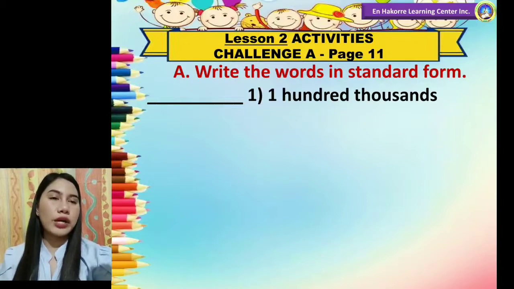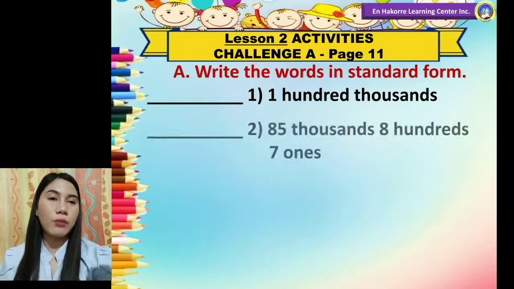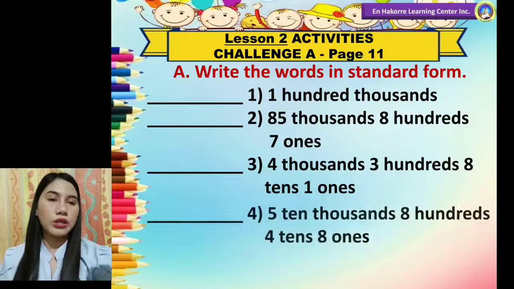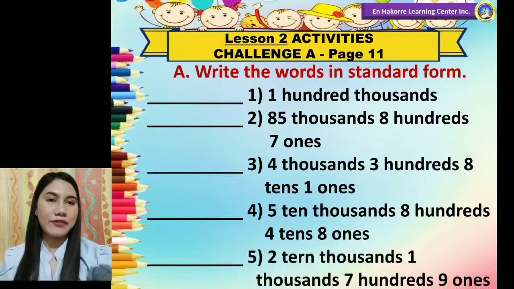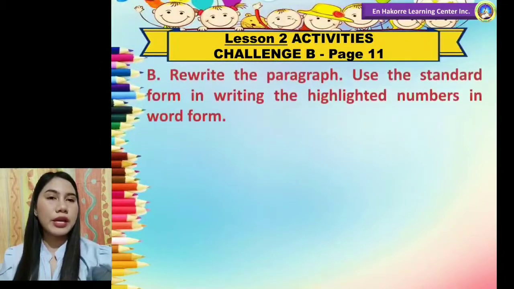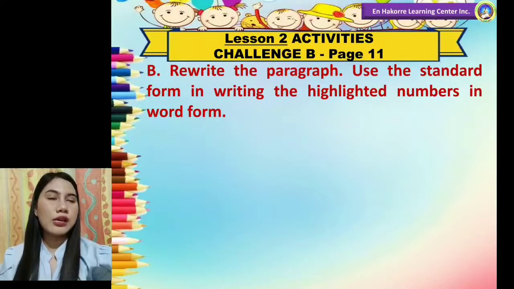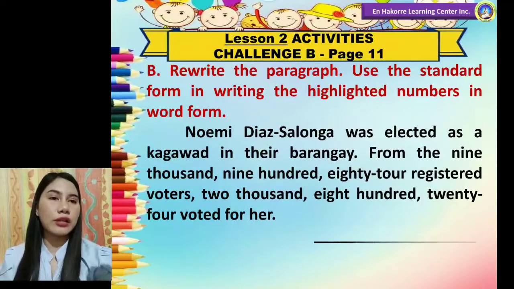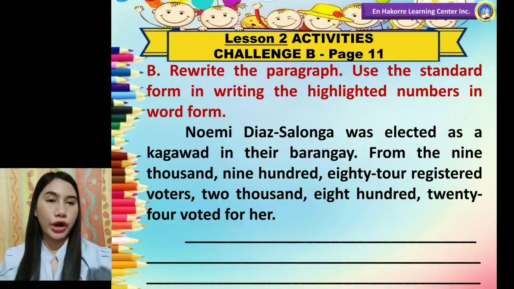Write the words in standard form, meaning all you have to do is write the number form of the following items here on number 1, 2, 3, 4, and 5. So that is 5 items for test A in challenge A, page 11. So write the standard form, and here in the challenge B, page 11 also, rewrite the paragraph to use the standard form in writing the highlighted numbers in the word form.